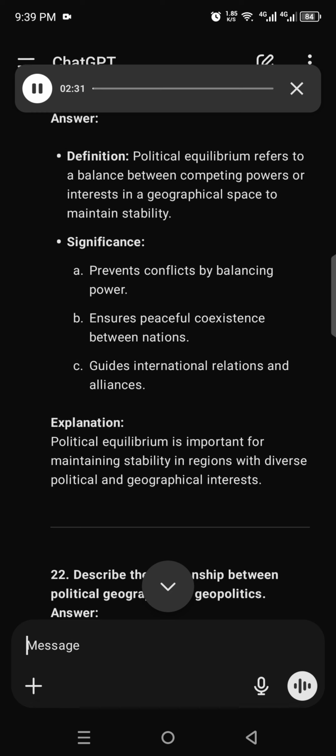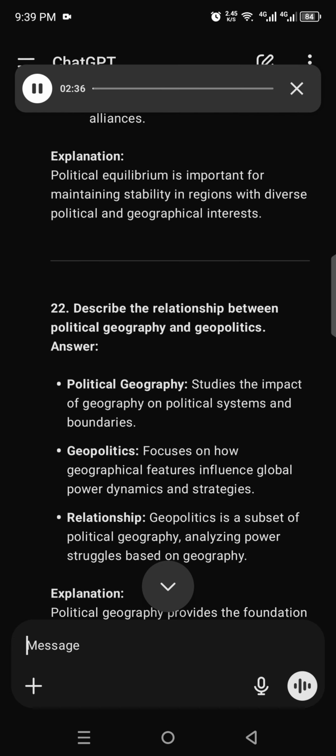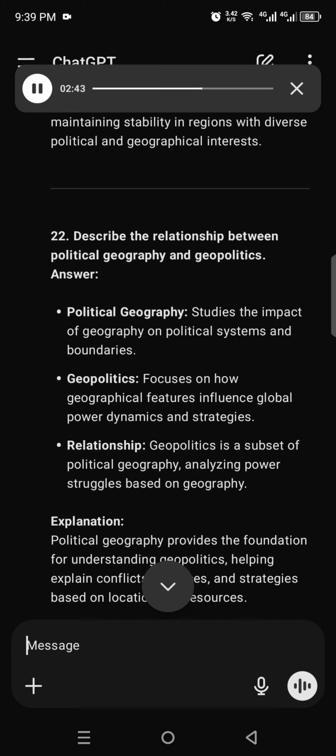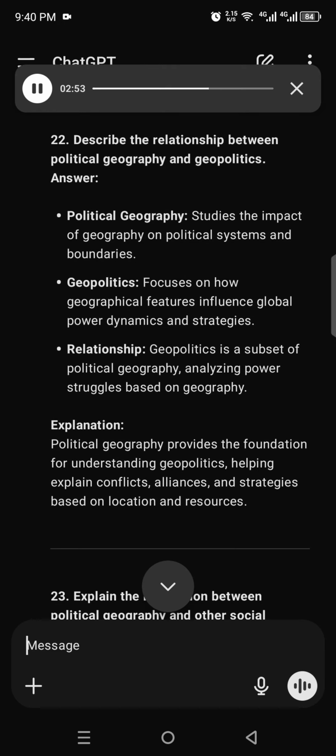22. Describe the relationship between political geography and geopolitics. Answer. Political geography studies the impact of geography on political systems and boundaries. Geopolitics focuses on how geographical features influence global power dynamics and strategies. Relationship. Geopolitics is a subset of political geography, analyzing power struggles based on geography. Explanation. Political geography provides the foundation for understanding geopolitics, helping explain conflicts, alliances, and strategies based on location and resources.